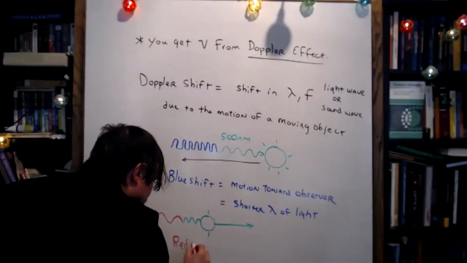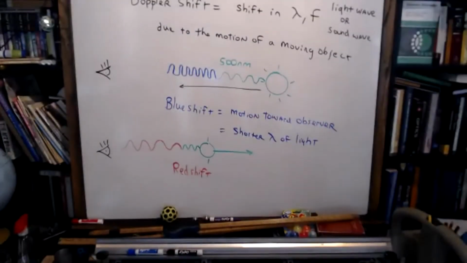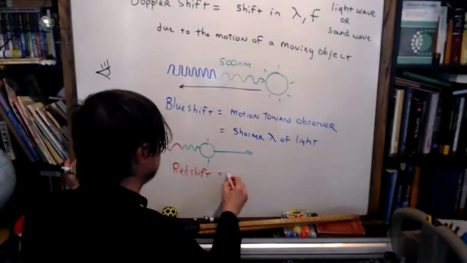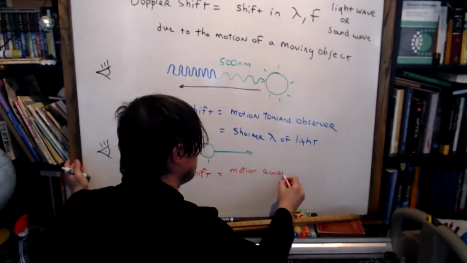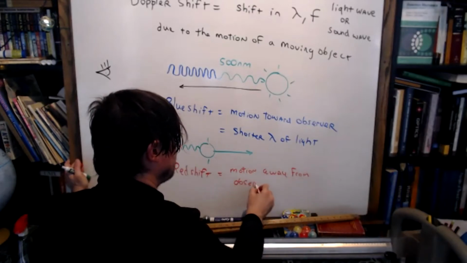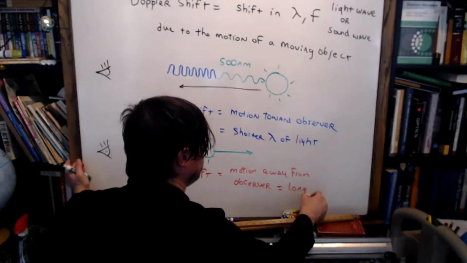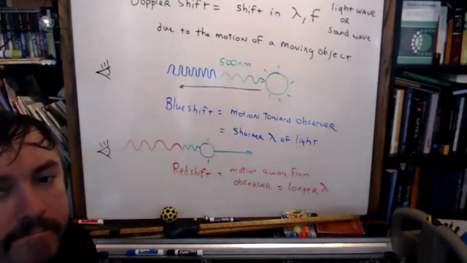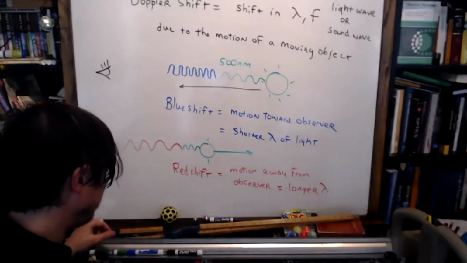So a red shift, let's see if I can angle this camera a little bit down here. A red shift is when you have motion away from the observer. And that usually means you have a longer wavelength of light. Can you guys read that? That wasn't spelled out very well.